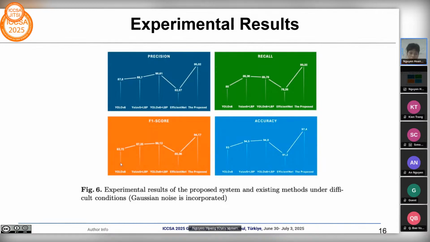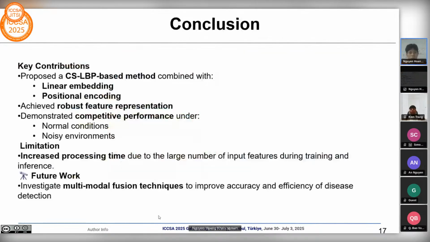That is the difficult condition. You can see our proposed method is higher than the existing methods. Like in precision, we are better by 5% than YOLOv8 LBP. Also with accuracy, we always have higher results than the existing methods. So in the conclusion, the key contribution of our report is to show a CS-LBP method combined with linear embedding position encoding, and we achieve a robust feature representation, demonstrating competitive performance under normal and noisy environments.